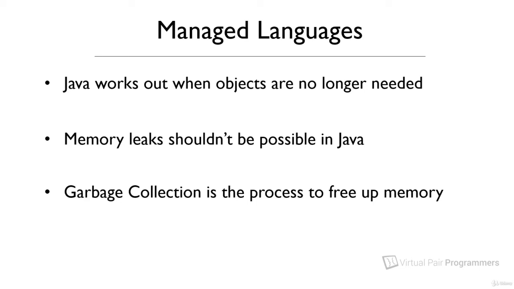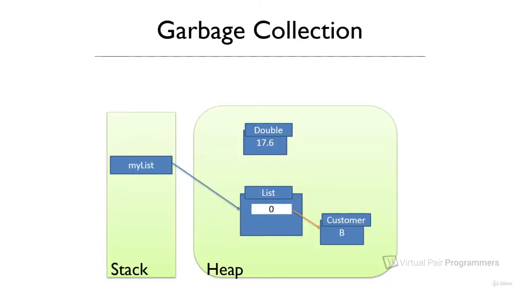Java works out which objects are no longer needed using a very simple rule. Any object on the heap which cannot be reached through a reference from the stack is eligible for garbage collection. So let's have a look at an example.